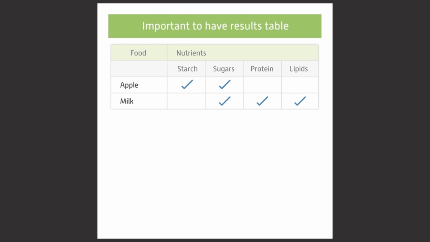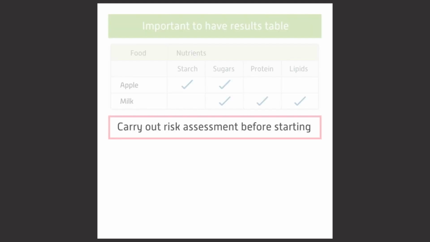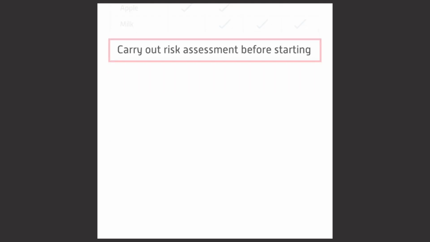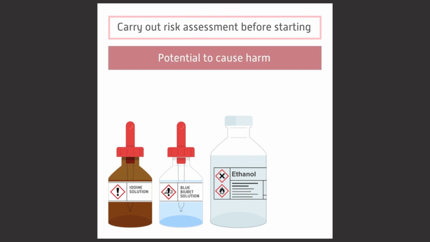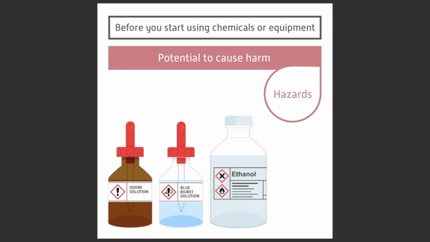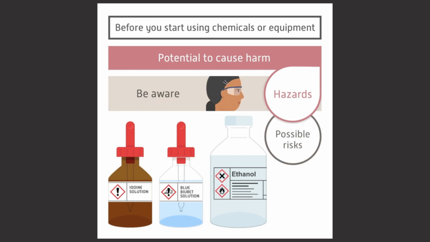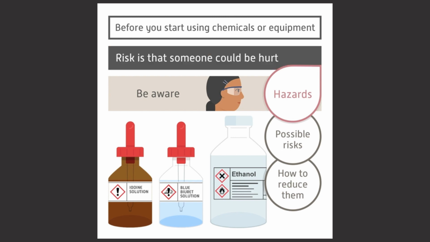Just like any experiment you carry out in the lab, it's important to carry out a risk assessment before starting. Some of the chemicals used in food tests and the equipment you use have the potential to cause harm. These are hazards. Before you start using chemicals or equipment, you need to be aware of the hazards, the possible risks, and how to reduce them. The risk is the potential that someone could be hurt from the hazards.